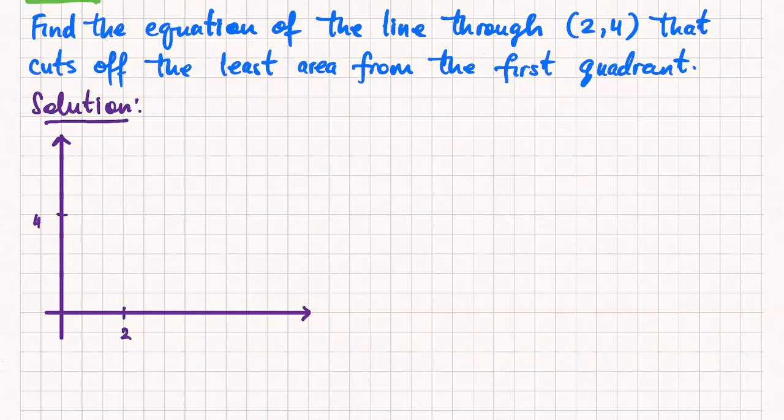So first of all, what area are we even talking about? That's a good question. Here's the point (2, 4), and we have some line that passes through it. The problem says the line cuts off some area from the first quadrant. So here's a line, and it has now cut off some area in the first quadrant. In other words, I'm looking at this area. It's the area of a triangle.